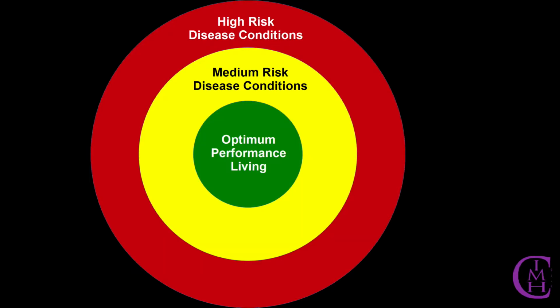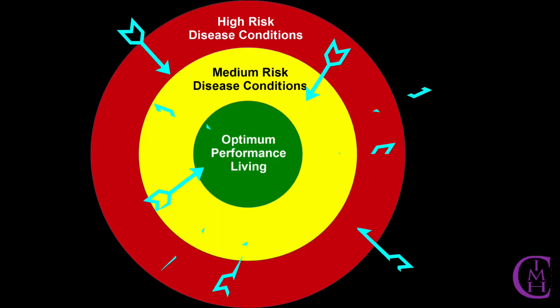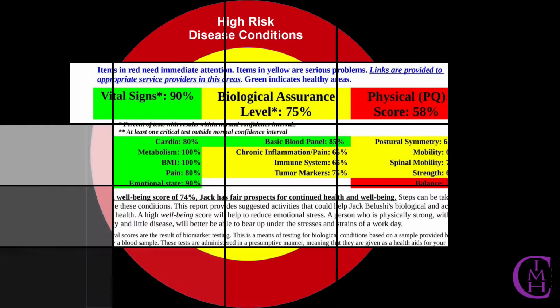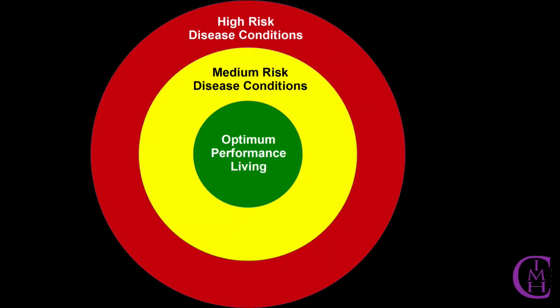We prefer the concept of optimum performance living, which we describe in our materials. So when you take a snapshot, you're really looking at not only the diseases but the objective in terms of optimum performance living. We see here a well-being index, which is an average of vital signs, system analysis, biological assurance, and physical measures, which are measures of strength and mobility. These brought together form the target, with optimum performance living as the goal.